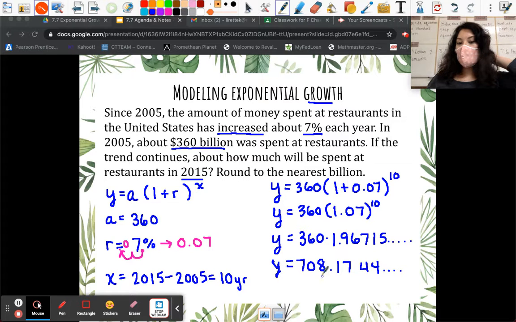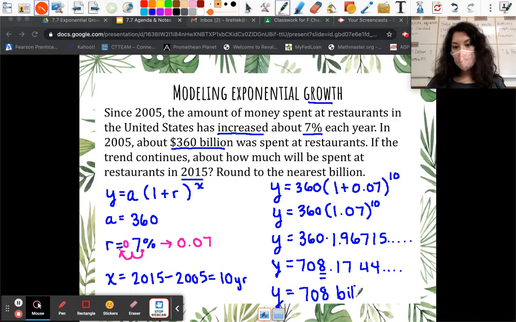And I'm going to round to the nearest billion. In other words, I'm going to round to the nearest integer. And that's going to be approximately 708 billion. And these were dollars.